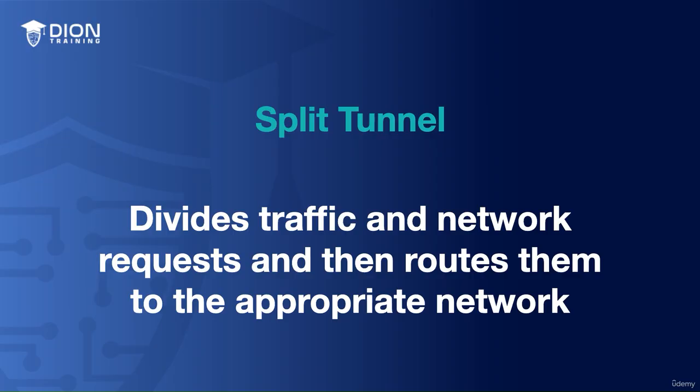Now, a split tunnel VPN, on the other hand, is going to divide your traffic and network requests and then route them to the appropriate connection or network. A split tunnel VPN will route and encrypt only the traffic that's bound for your headquarters network over your VPN, and everything else will be sent out a split tunnel to the rest of the internet directly from your location.